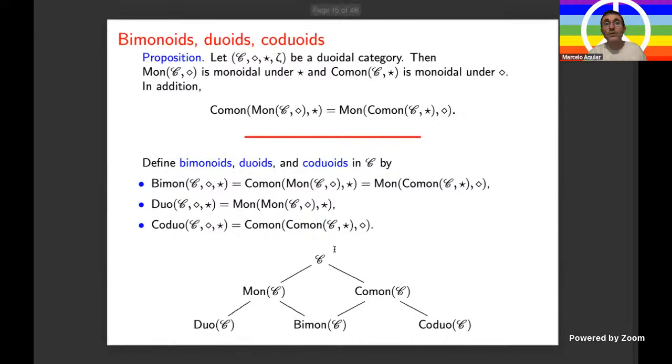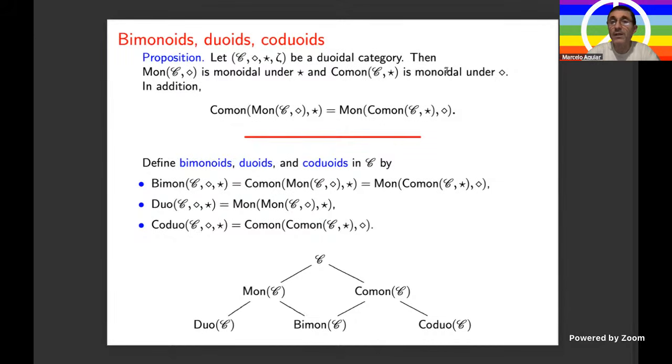Well, this is what we can do. Everything is based on this simple observation. If you have a duoidal category and you look at monoids with respect to the first operation, the one that I am denoting by diamond, that category inherits the second operation. So you can take the star product of two diamond monoids and I get another diamond monoid. So you have this new monoidal category, the category of diamond monoids.